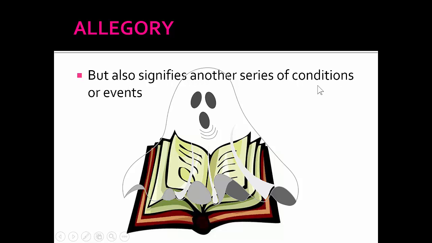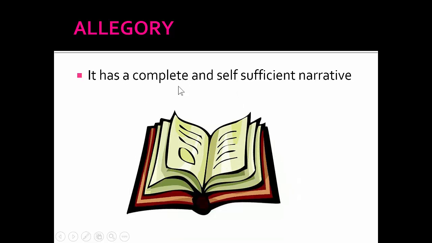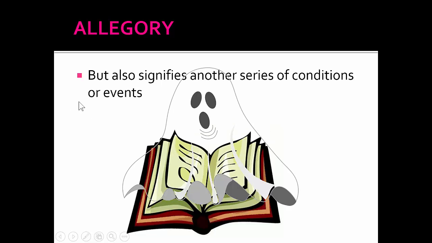It signifies another series of conditions or events. So, before the ghost, it has a complete self-sufficient narrative. That's the story of Animal Farm. But it also signifies another series of conditions and events. And in this case, it was the Russian Revolution. If you never understood that, it didn't matter. You still would walk away with knowing what Animal Farm was.